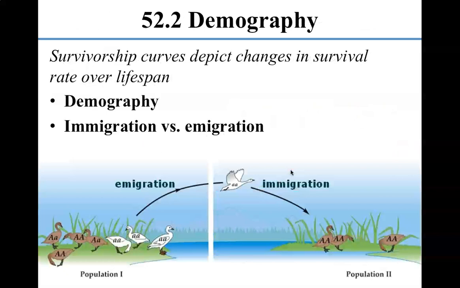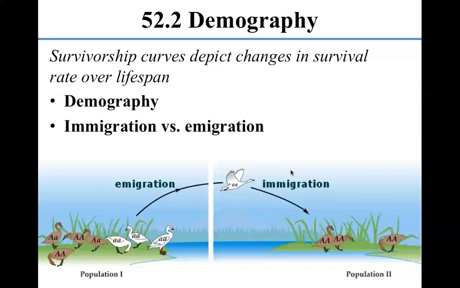So when we're looking at populations, we also want to pay attention to the birth of individuals and the movement of individuals, and also the death of individuals. So demography or demographics is the study of the processes that change a population's size and density through time. So what factors are going to change a population's size and density through time? Well, one factor is emigration and immigration. So immigration with an I is when an individual joins a population, and emigration with an E is when an individual moves out of a population.